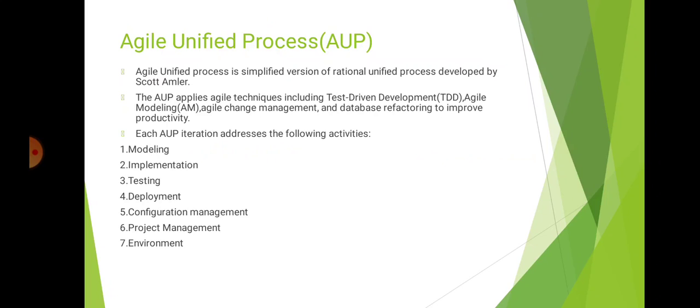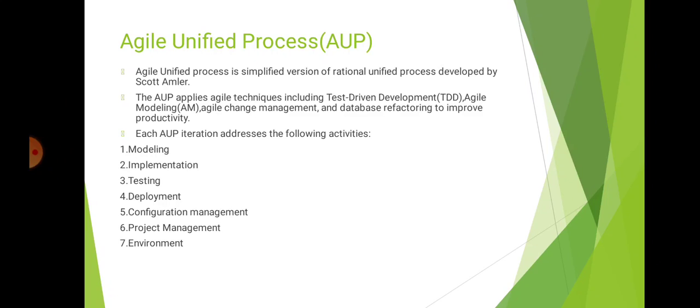Each AUP iteration addresses the following activities. There are 7 activities. First activity is modeling: understand the business of the organization and the problem domain being addressed by the project, and identify a viable solution to address the problem domain.